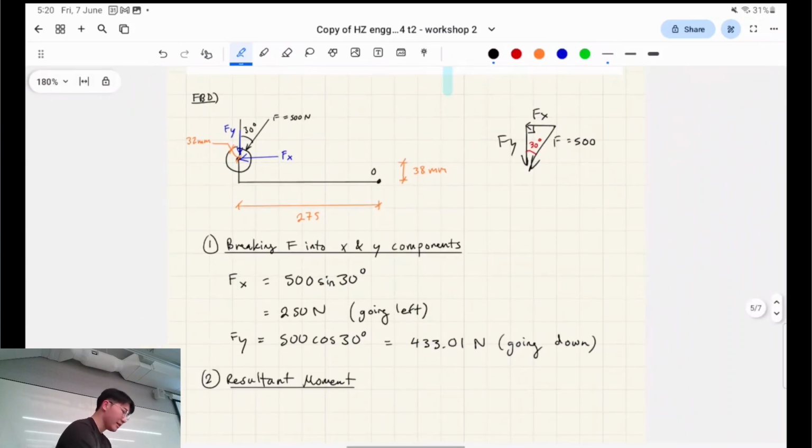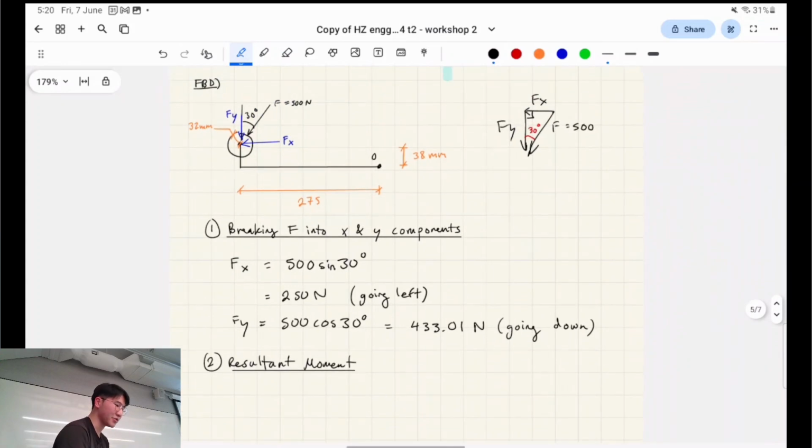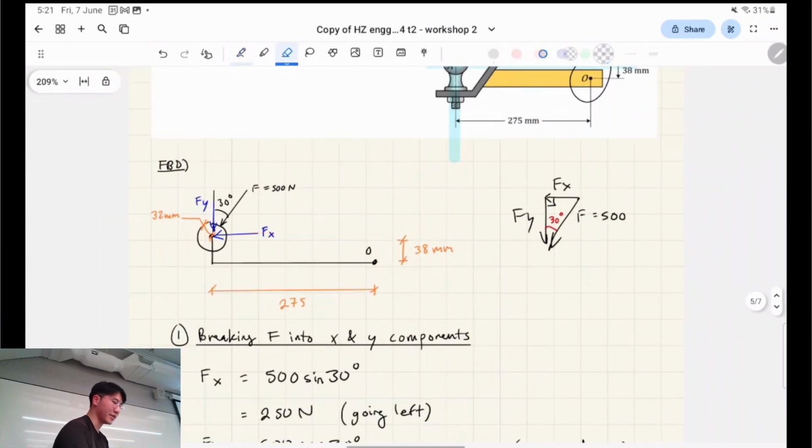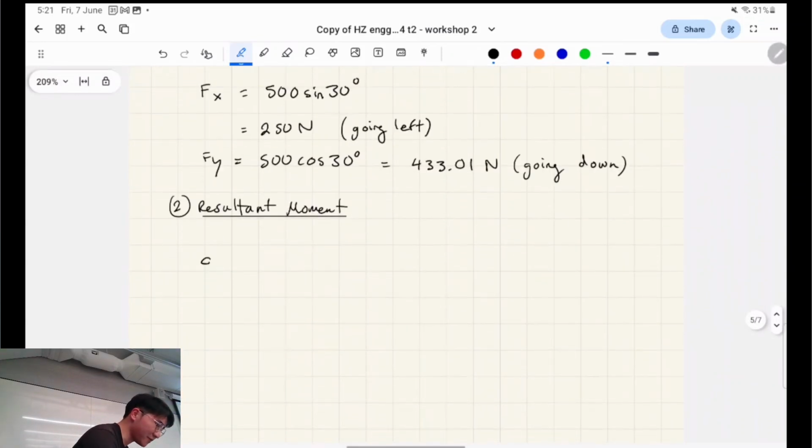Great. All right. So now that we have Fx and Fy, what we're going to do is do what I said with that force multiplied by the perpendicular distance, and then that force multiplied by the perpendicular distance that way. We're just going to group that together. If you think about Fx and Fy, are they going to cause a positive or negative moment about point O? Both are positive, yeah?